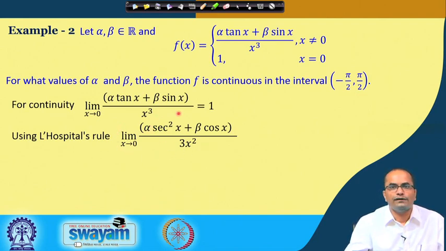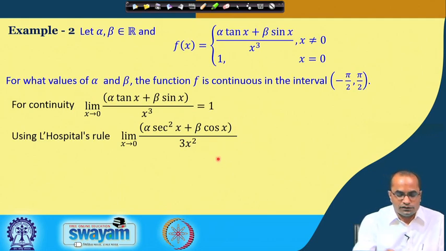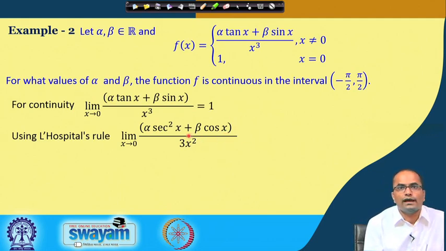So, now if we realize what is happening to this function here, we have alpha, and then x goes to 0, sec x is 1. So, here you have alpha plus beta, since cos 0 is also 1.